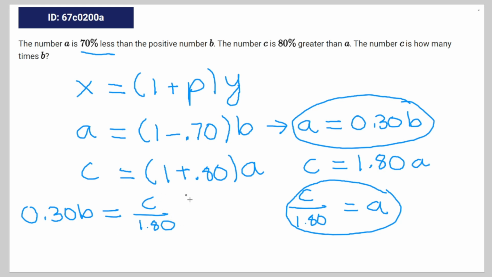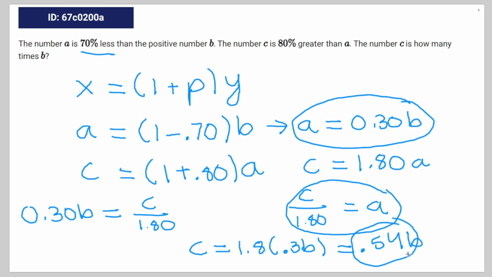Multiply both sides of the equation by 1.8. That's going to be c is equal to 1.8 times 0.3b, which is equal to 0.54b. So to answer the question, the number c is how many times b? Well, the number c is 0.54 times b. And that is the answer.